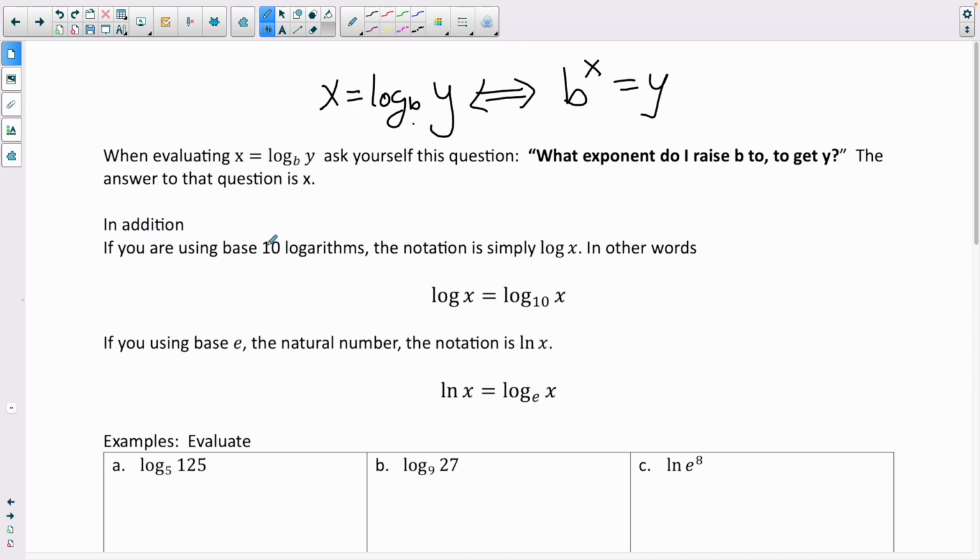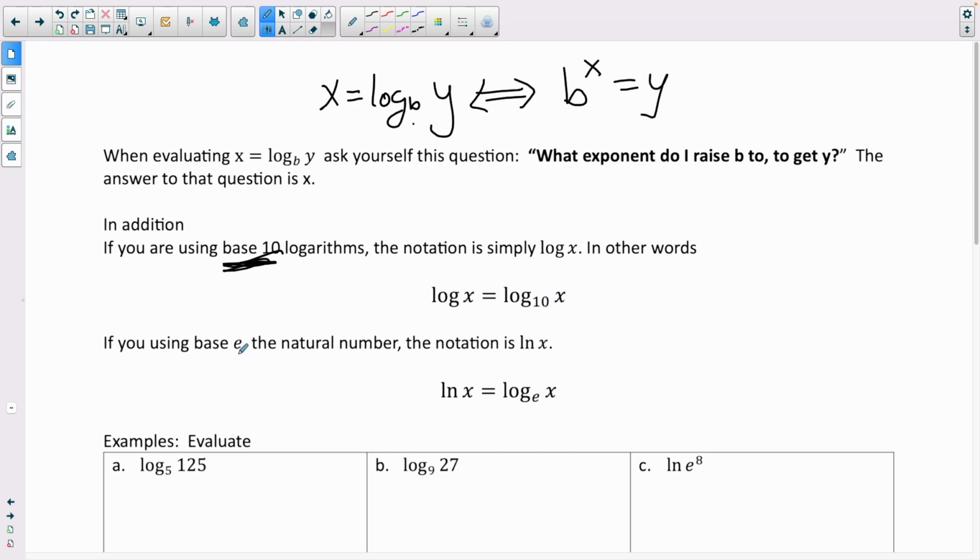Two things to remember about logarithms. If we're using base 10, you do not need to put any base in your log. You can just write log x. Again, it's just one of the standard practices that if you're using base 10, it is just log x, and that's equal to log base 10 of x. So you don't need to actually write the base 10.